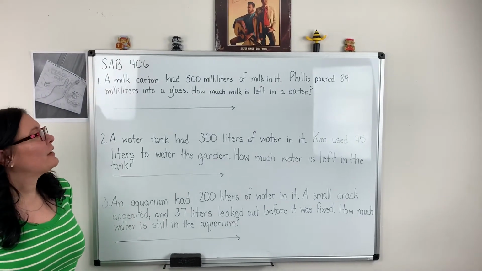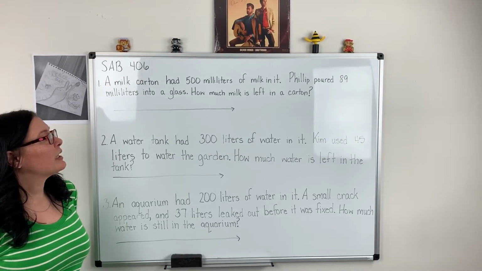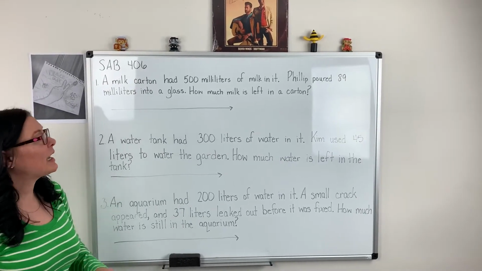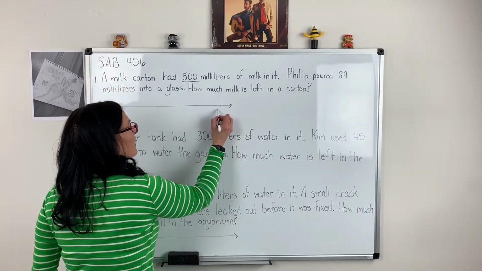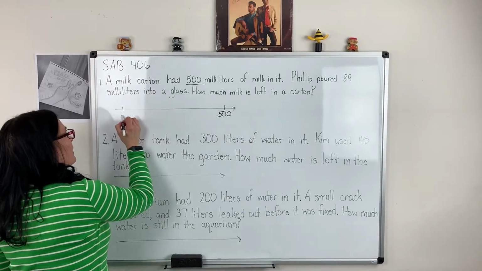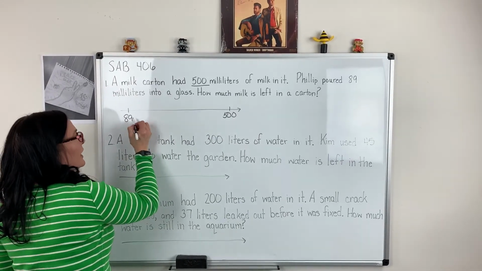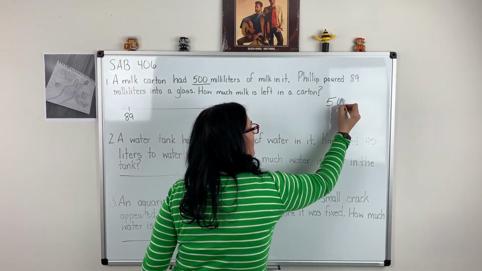A milk carton had 500 milliliters of milk in it. Philip poured 89 milliliters into a glass. How much milk is left in a carton? He started with 500. He used 89, and I need to find the difference between those numbers, so I'm going to subtract.